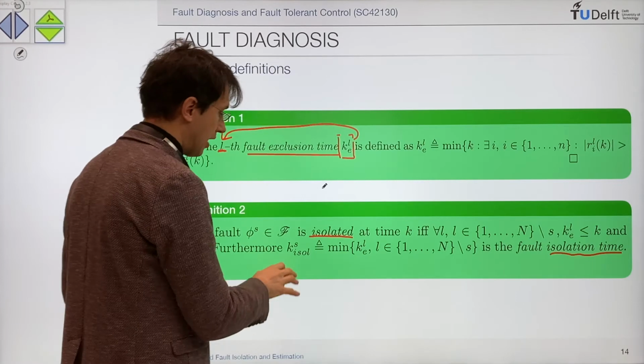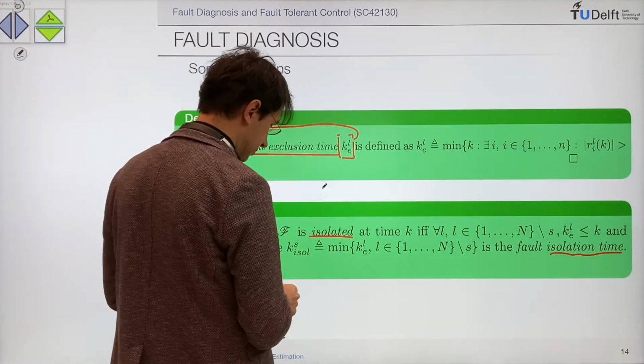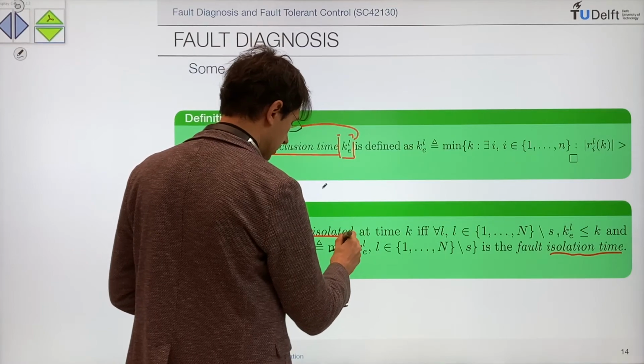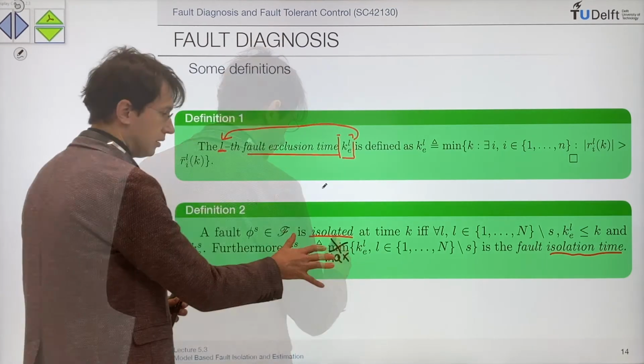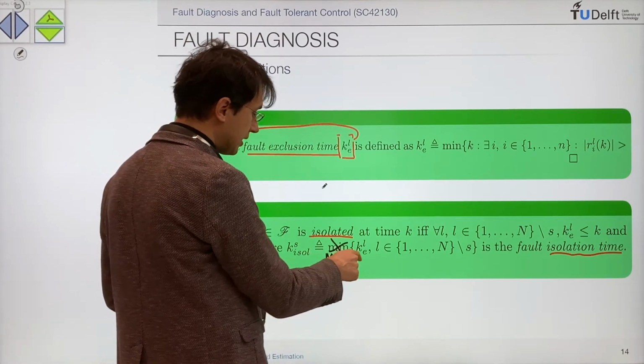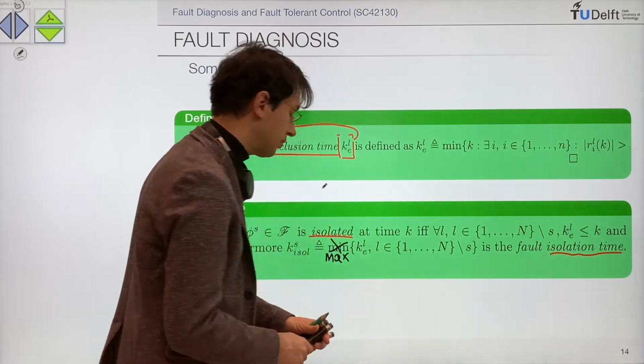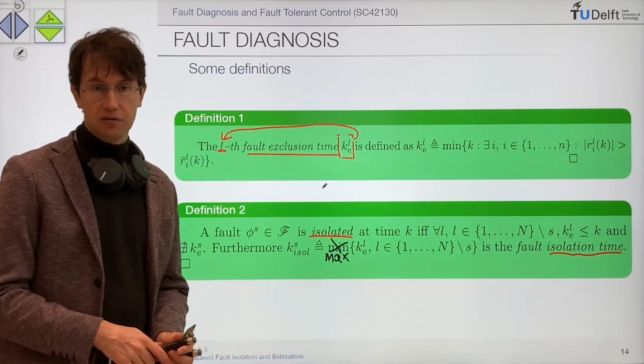And the isolation time is, sorry, there is a mistake here. It's not the minimum, it's the max. The latest exclusion time among all the others is the time at which I isolated that given fault.